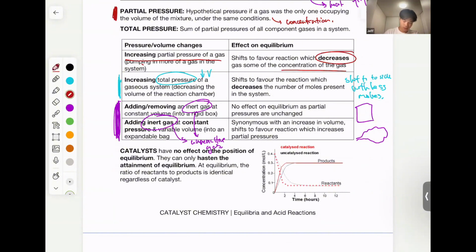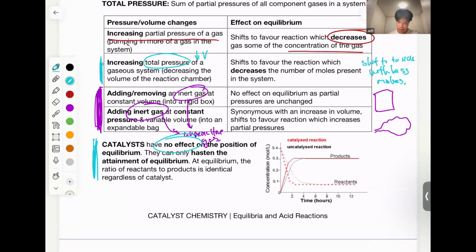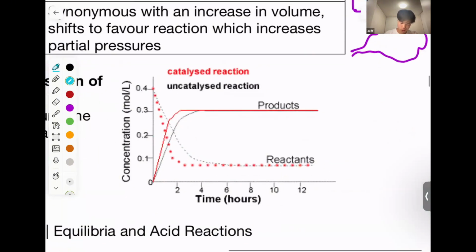Okay. Final thing here is catalysts. Catalysts have no effect on the position of equilibrium. So if you add catalysts, you'll still reach the same concentrations when you reach equilibrium, but you reach equilibrium a little bit quicker because you have a faster rate of forward and reverse reaction.